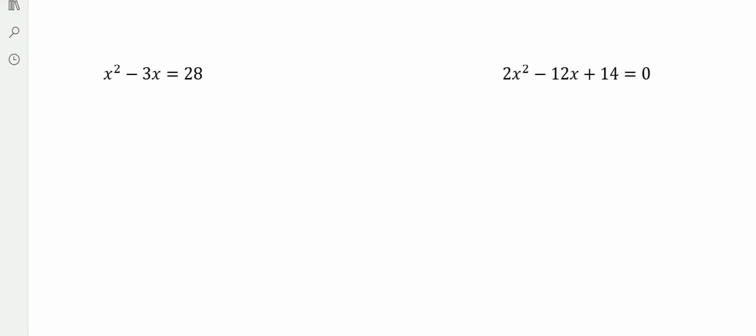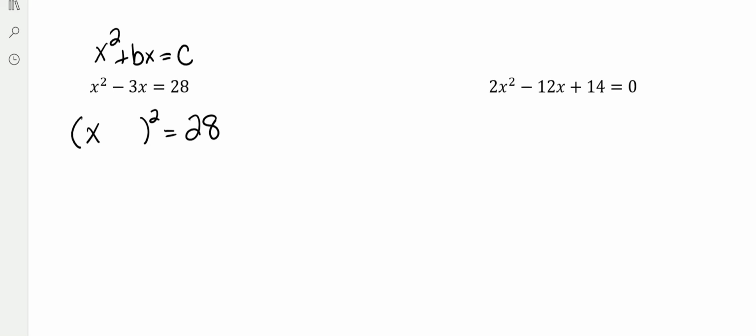Let's look at this equation. Remember, first, it has to be in x squared plus bx equals c form. And it is, so we don't need to do anything. Now we're going to make our parentheses squared equals, my variable is x, and we have 28 on that side. And now we're going to divide the middle by 2. So divide by 2, well, that's going to give us negative 3 halves.